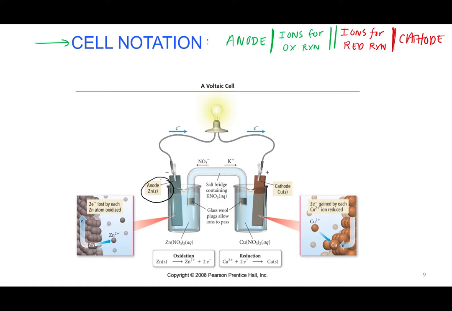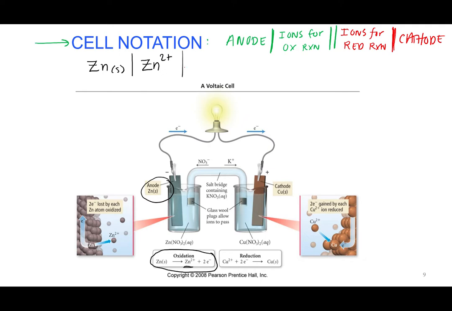Zinc was my anode, the electrode on my oxidation. So I just write zinc, solid. Then I draw a line. What are the ions involved in my half reaction? Just look at your oxidation half reaction. And it's just zinc plus 2. So we wouldn't technically need the nitrate. That's not imperative to this one. Since nitrate would be a spectator ion, we just don't need it.